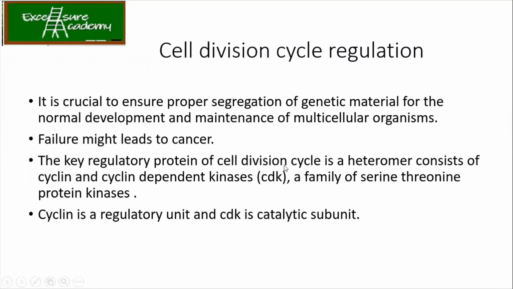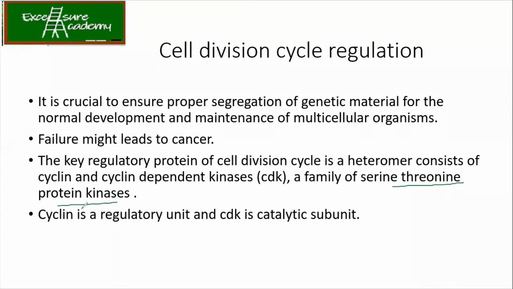Now coming back to the regulation. Now the regulation, okay, cell division cycle regulation. It is crucial to ensure proper segregation of genetic material. Otherwise, what will happen? No normal development will take place, or eventually the cell will form cancer. So the key regulatory proteins are your cyclins and the cyclin dependent kinases. And all these cyclin dependent kinases are your serine threonine protein kinases.